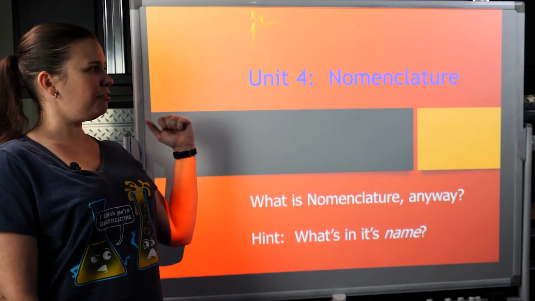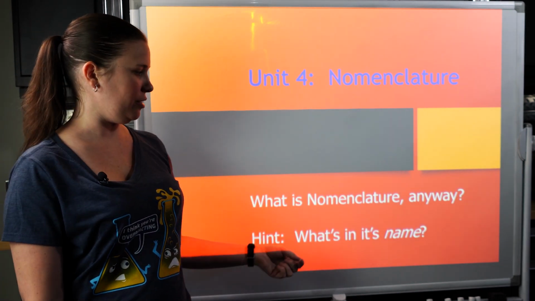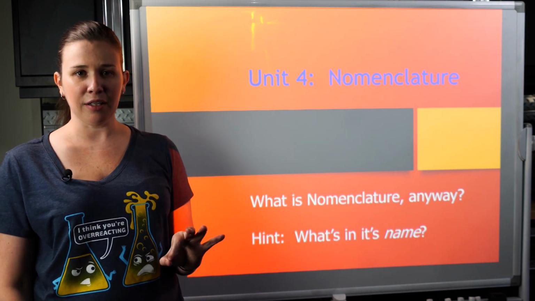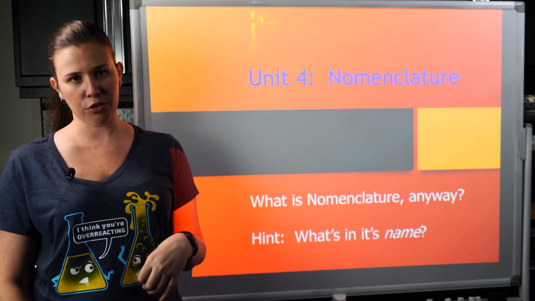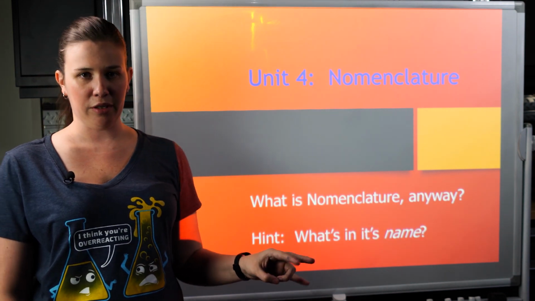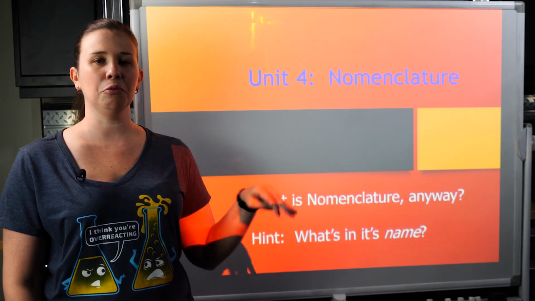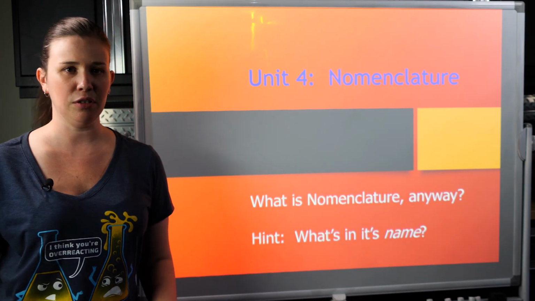Hey there guys, Unit 4 is all about naming, or nomenclature. We're going to break this down into 3 separate sections: ionic naming, acids, which are a version of ionic naming, and then molecular naming. I'm going to try to put this together in one big video, but I'll let you know when we're switching gears so that you can take a break if you need to.